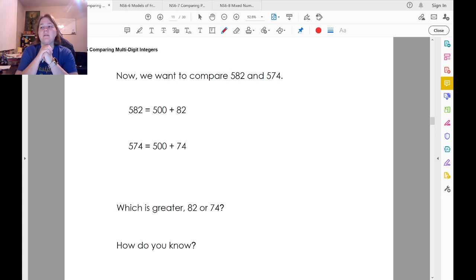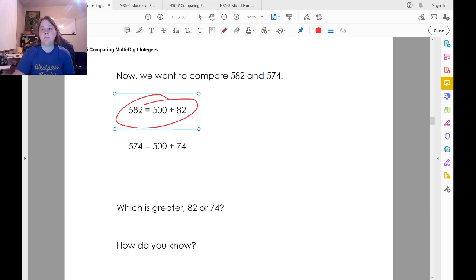Now, they want to compare 582 and 574. The 500s are the same here. So we go on to look at the next biggest digit, the tens digit. They're both 500, so would I rather have $82 or $74? Which one is bigger, 82 or 74? 82. Good job.